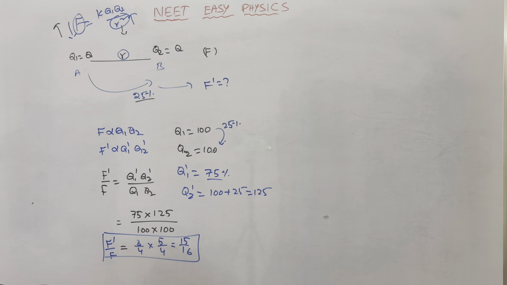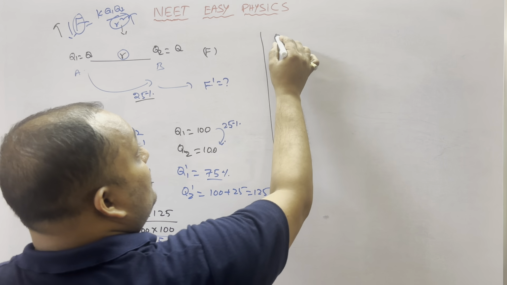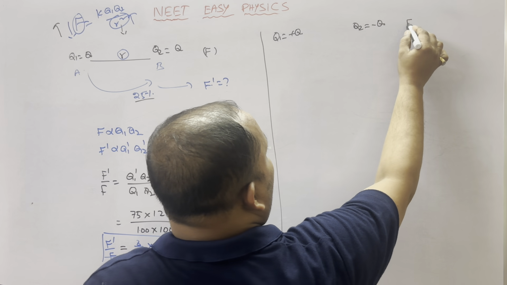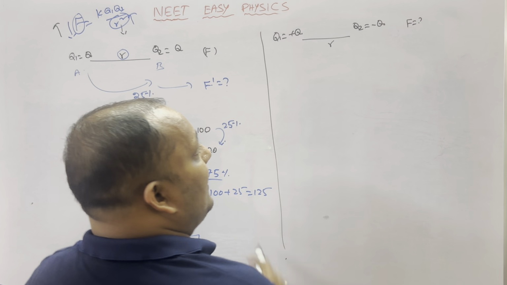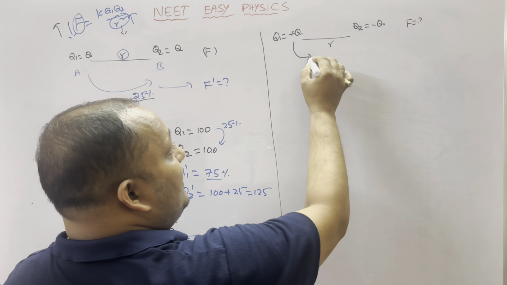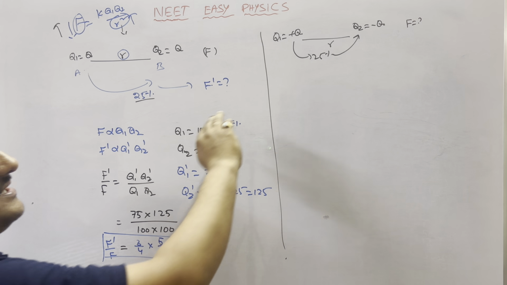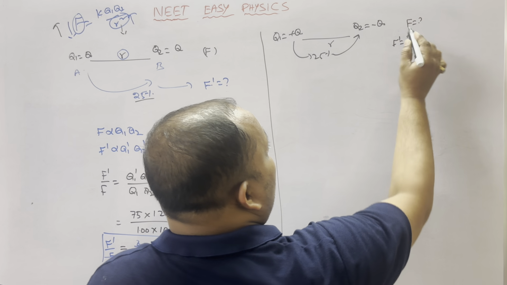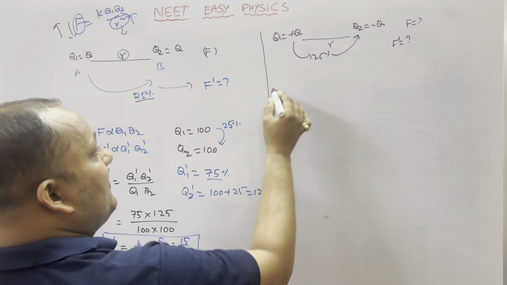Just you have to concentrate, you have to understand how, what they are going to ask. Same question they may give like this. Two charges, one is positive, another one is negative. Force between them is F, separated by some distance R. Now same question. 25% of charge is given to the second charge. From one charge, 25% is given to the second charge. Then they will ask what is the new force, or new force to old force ratio. Then again same question, our formula will be the same.